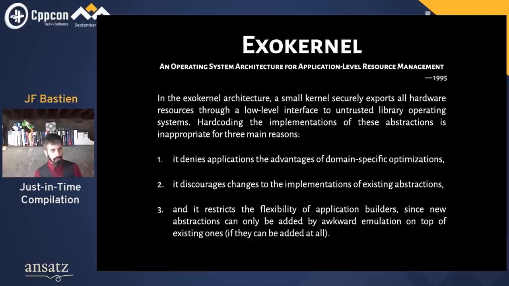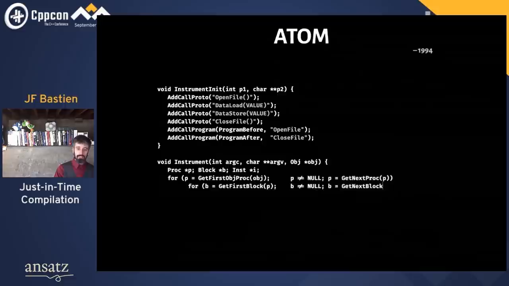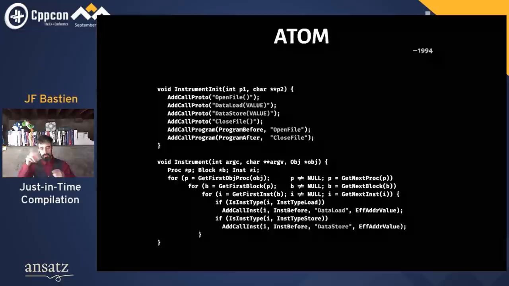All right, cool. So talking of user space programs, there's another type of JIT that I want to tell you about. The first really nicely pioneering paper that does that is called Adam. Instead of showing you a quote from the paper, I'll show you code. So Adam's from 1994. Here's what it does. It starts off and you say instrument init, and you say, do these things, call prototypes and whatever.